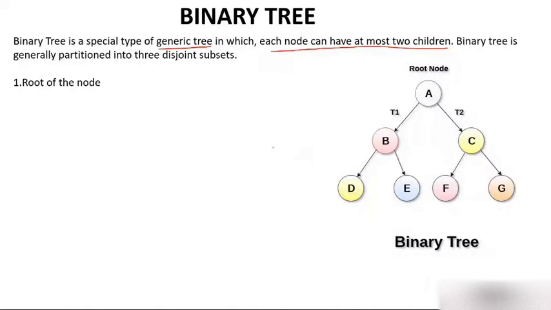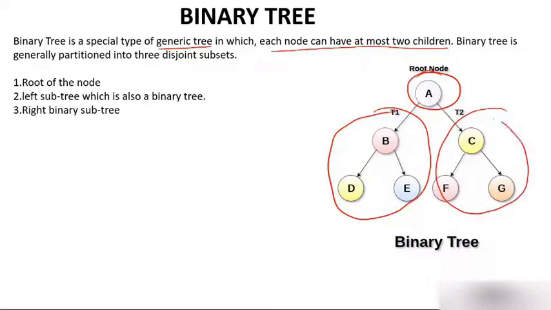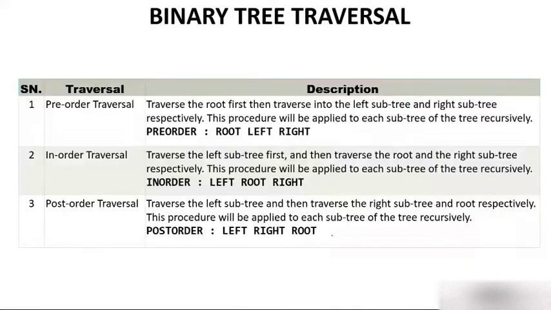Okay. So binary tree is partitioned into three parts. First is the root node. Second is the left subtree, which is called left of root. And third is the right subtree. So this is the left subtree, right subtree. Okay, let's move further.